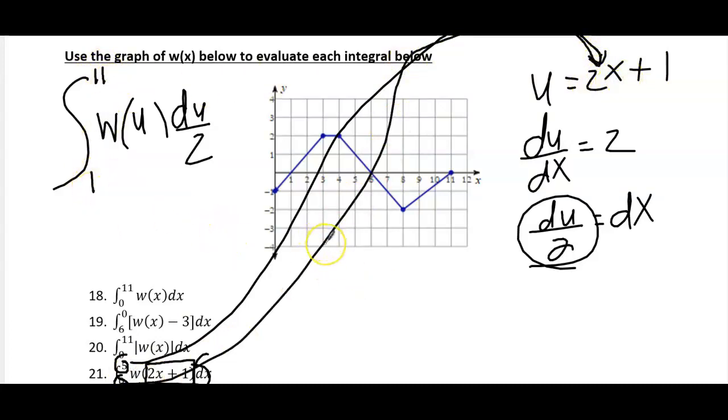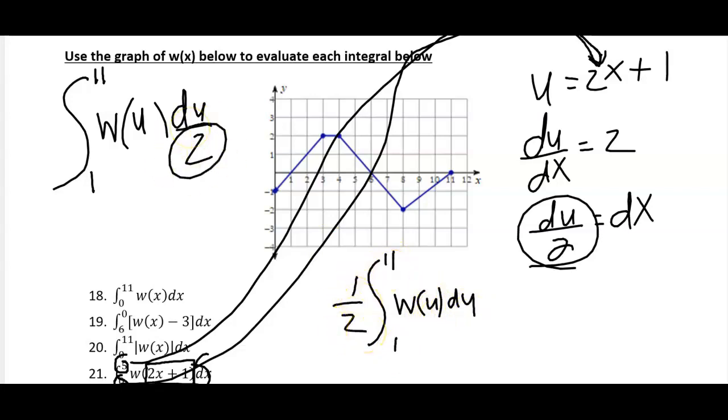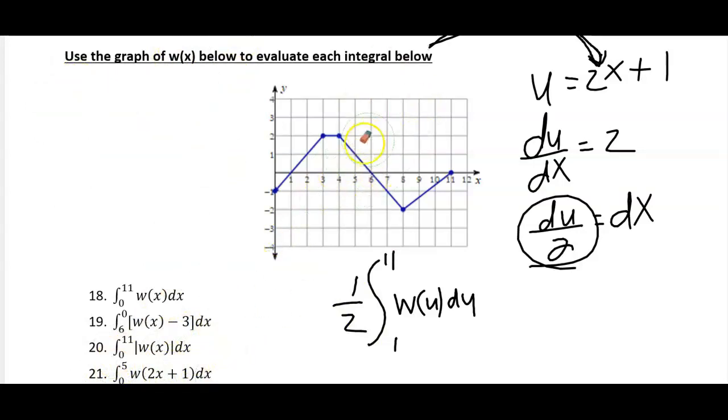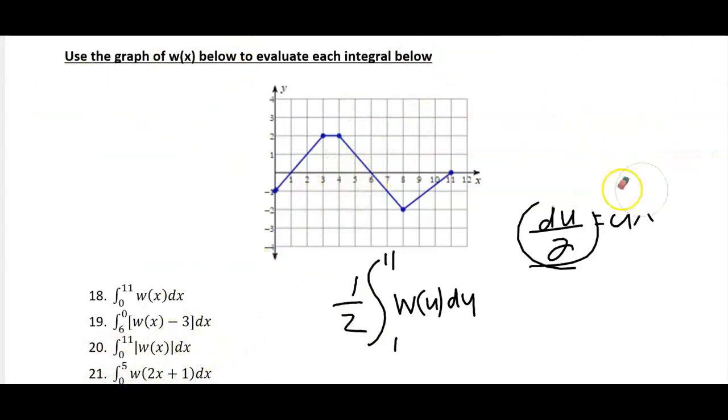All right, we're almost there. So now that I've got that, I've got w of u, du from 1 to 11. And I'm going to take this 2 on the bottom here. I'm just going to move it out here to the front like so. All right, so now that we've got that, we're ready to go ahead and just find the answer. So after we do our U sub, it's just like the other ones we've been doing so far.